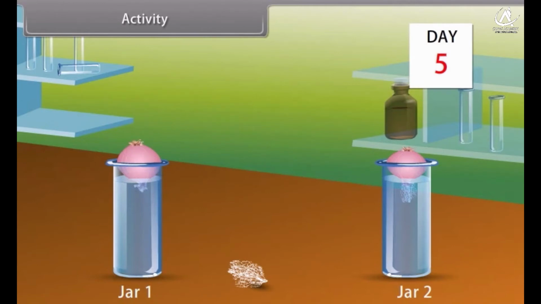On the 5th day, we find that the growth of roots of my jar has stopped. Yes, this activity proves that growth of plants occurs only in certain specific regions because the dividing tissue, also known as meristematic tissue, is located only at these points.